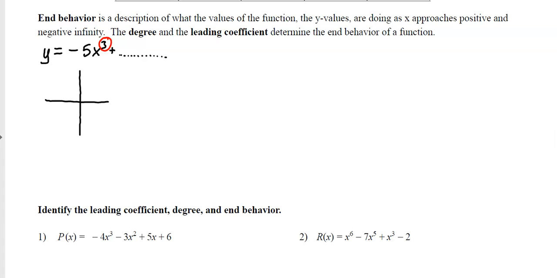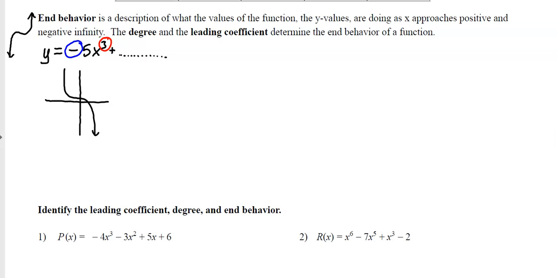And the negative in front, this negative 5, tells me that, normally x to the third does this. That's what the parent function for x to the third does. Well, that negative sign makes it come down and do the opposite.